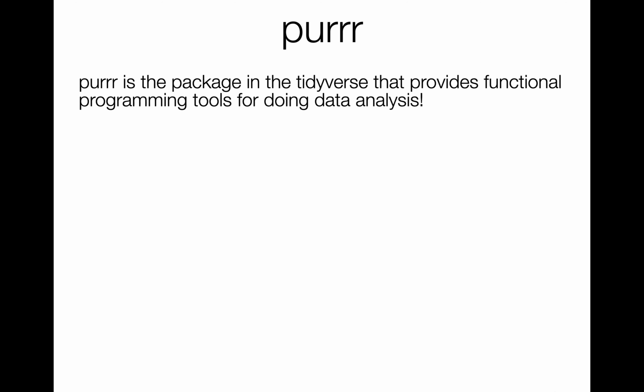Okay, so those base R functionals, we aren't going to talk about them anymore. We're going to talk about Purrr. So Purrr is the package in the tidyverse that does functional programming tools for data analysis. Now, an interesting point is that in further iterations of the tidyverse, Purrr may be taken out of it because it doesn't really directly get at data science. It's tools for functional programming in R, and so it's a great, powerful package, but it may not be part of the tidyverse forever. So that's something to keep in mind a few years down the road.